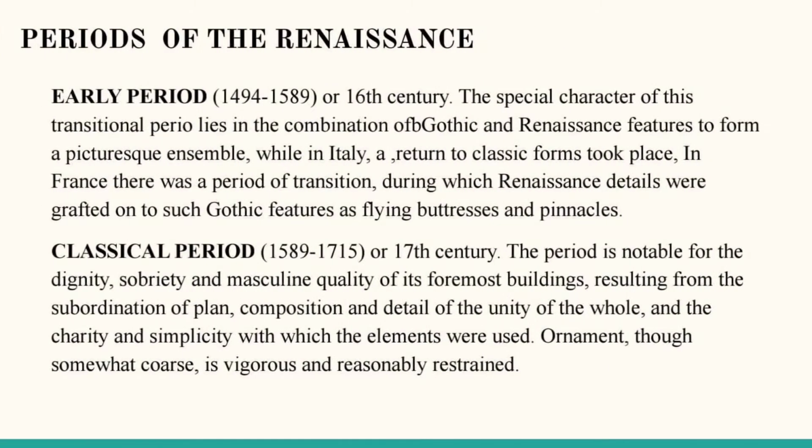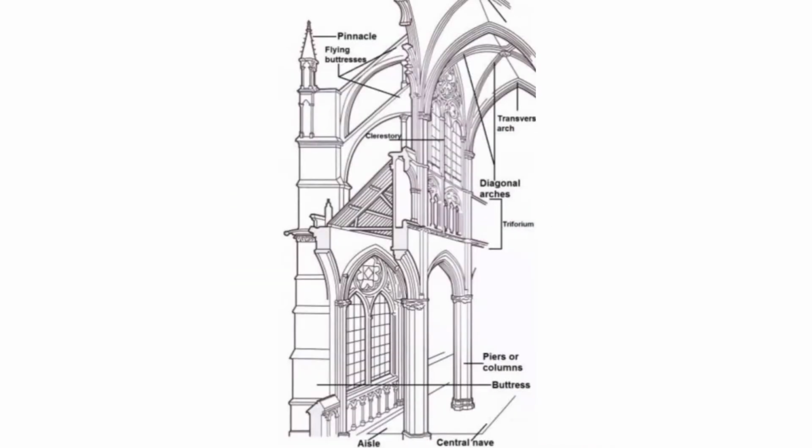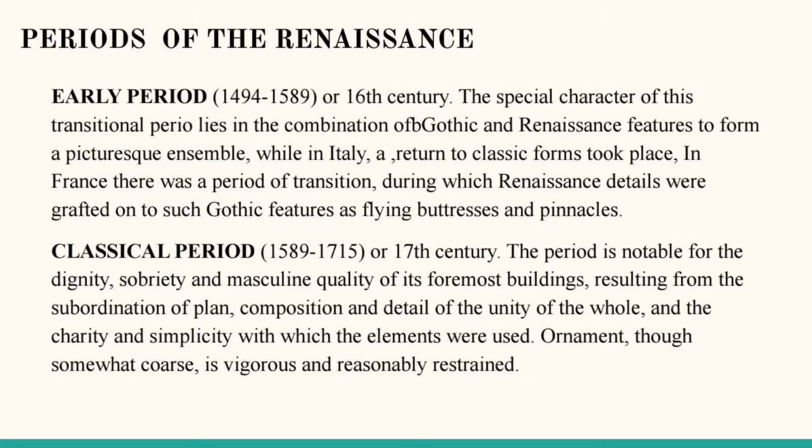The Renaissance had distinct periods. The early period, which ranged from 1494 to 1589. The special character of this transitional period lies in the combination of Gothic and Renaissance features to form a picturesque ensemble. While in Italy, a return to classic forms took place, in France, there was a period of transition during which Renaissance details were crafted onto such Gothic features as flying buttresses and pinnacles. Classical period, 1589 to 1715.